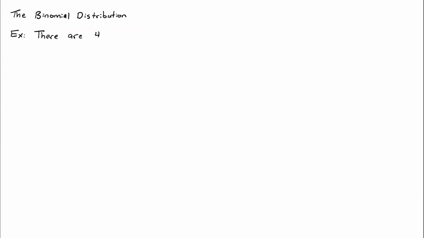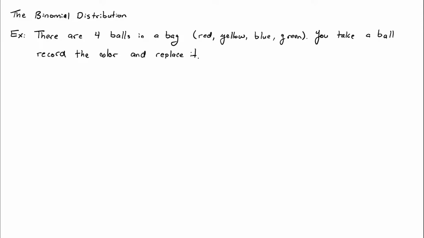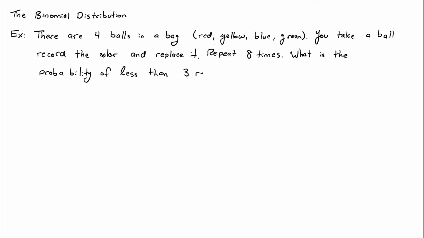Let's say there are 4 balls in a bag: red, yellow, blue, green. You take a ball, record the color, and replace it. Repeat this 8 times. What's the probability you pull red less than 3 times? The first step is to check this is a binomial distribution. There are 8 observations. Each observation is independent since we replace the balls. Success is pulling a red, and the probability of a success is 1/4. So this is a binomial distribution, with n equals 8 and p equals 1/4.